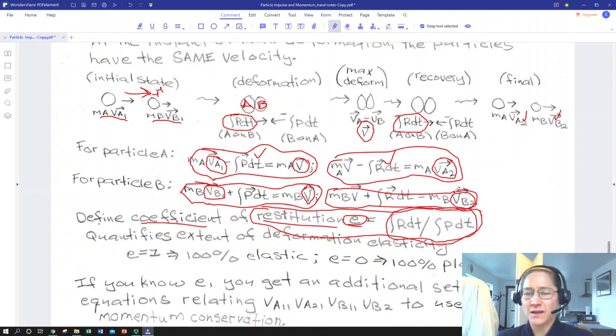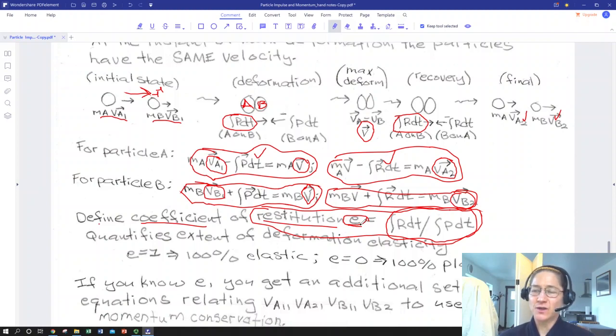We effectively, by invoking the properties of the steps of the collisions, add a variable in the form of this velocity at max deformation, but we give ourselves two additional equations. So we end up with, instead of one equation with two unknowns, three unknowns and three equations by invoking the properties of the impact collision in all of its steps and a knowledge of that coefficient of restitution.